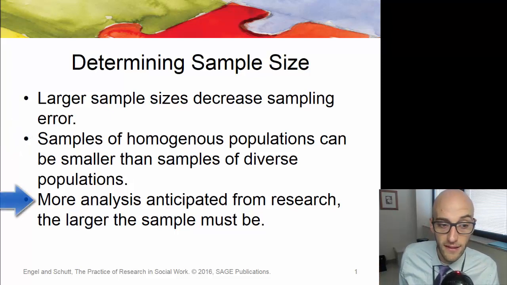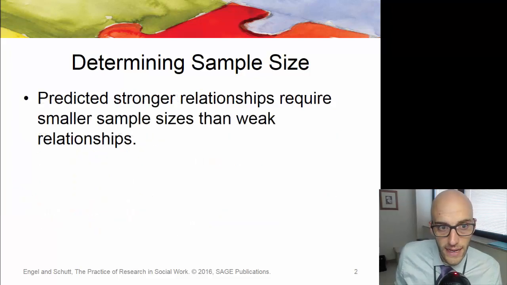And the last point here: the more analysis anticipated from research, the larger the sample must be. So if we're going to make some more lofty statements about an intervention working or a program's effectiveness, then we're going to need a larger sample size to make those kinds of generalizations. Similarly, the stronger the relationship between two variables, the more statistical strength we have to make those generalizations. So if there's a really strong bivariate or multivariate relationship between our independent and dependent variable, we can get away with a smaller sample size as well.